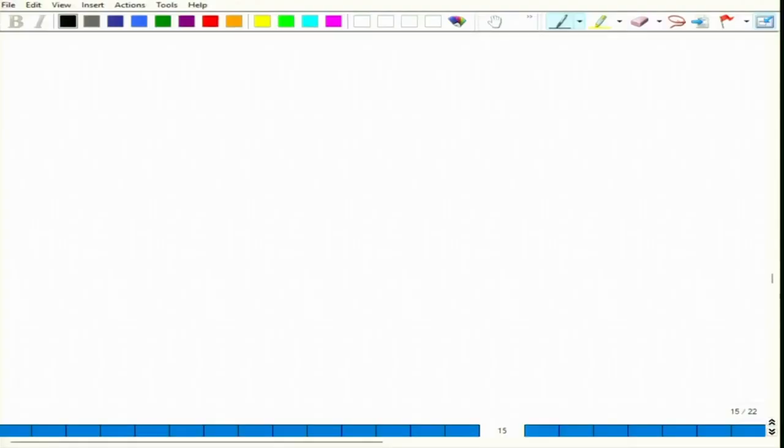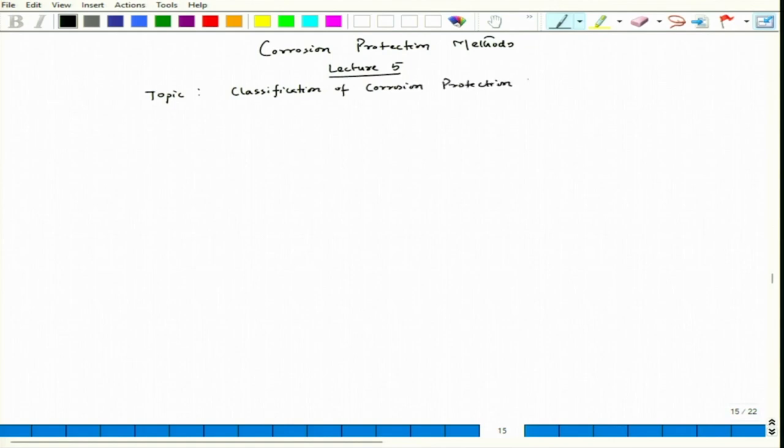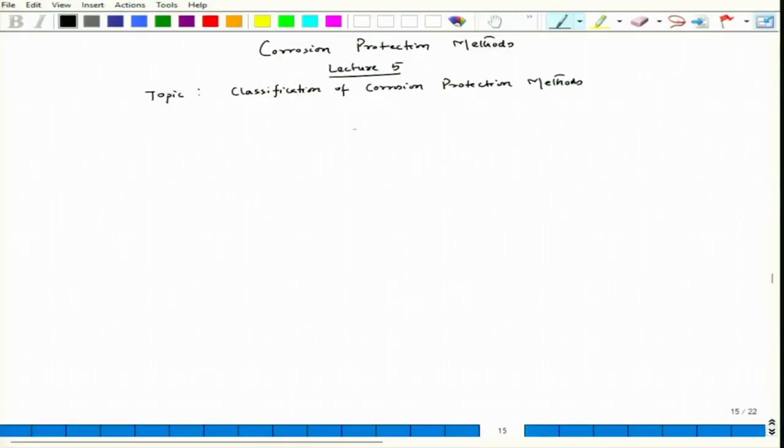Okay. So the course is corrosion protection methods, and this is lecture 5. And the topic is classification of corrosion protection methods. Interestingly, when we classify, we will see that those environmental factors, surface factors, microstructure, composition, as well as how to modify the surface, those things are coming up.